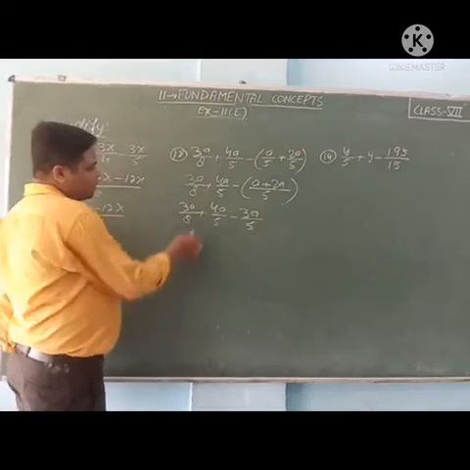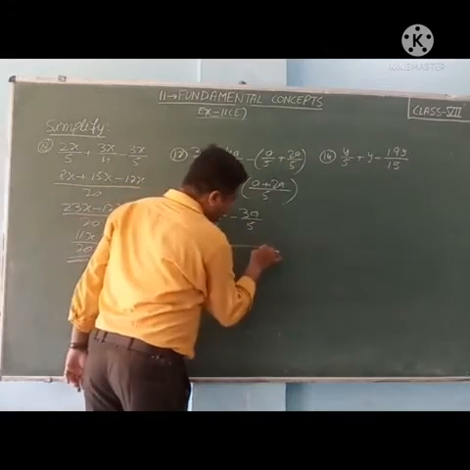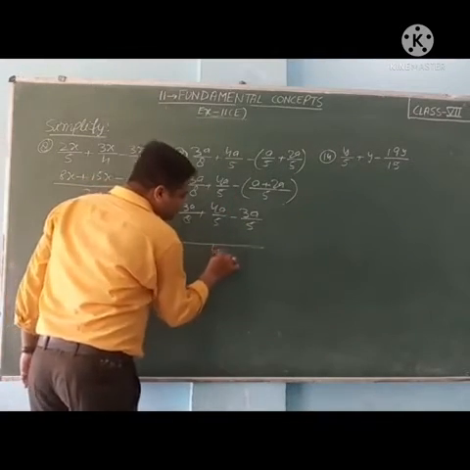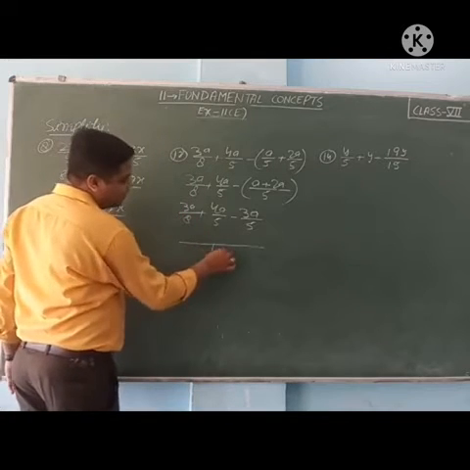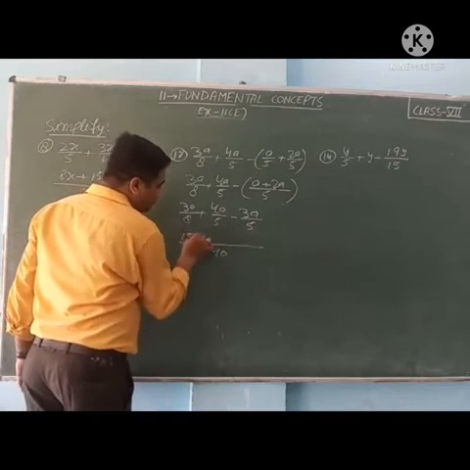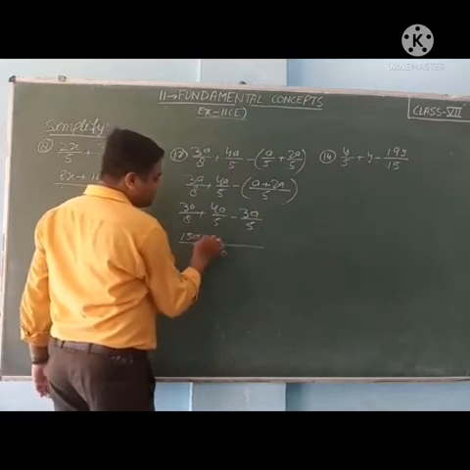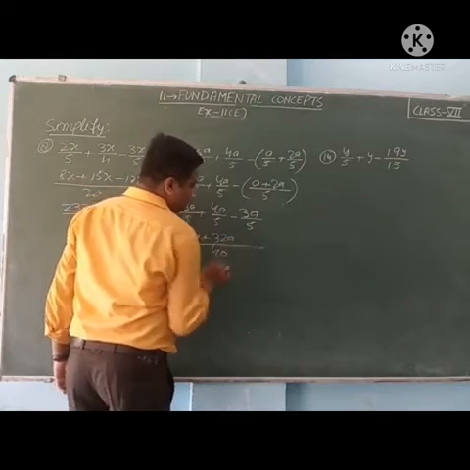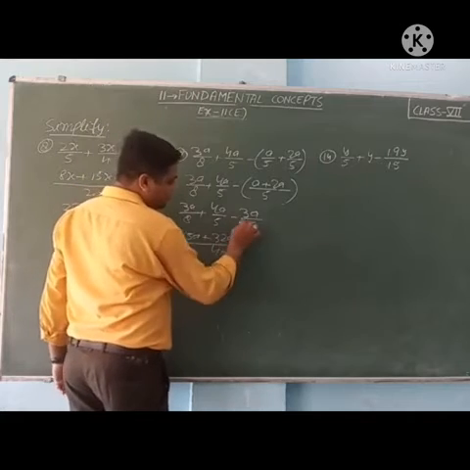Now we will solve this by taking the LCM the same way. So LCM will come 40. 8 fives are 40, 5 threes are 15a. 5 eights are 40, 8 fours are 32a. Then minus sign. 5 eights are 40.